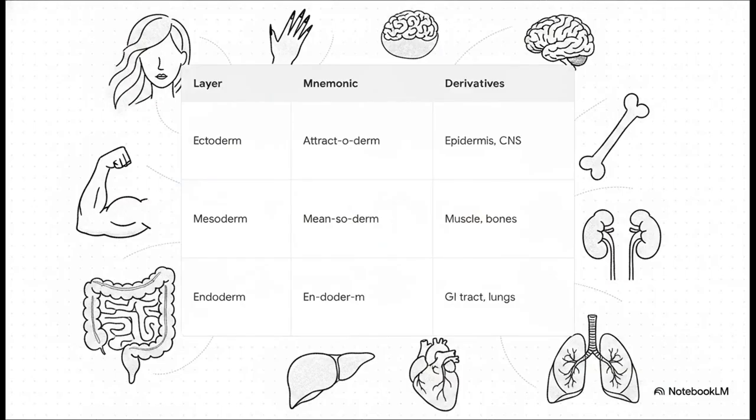Memorizing the origins of our organs is actually a breeze if you use a few memory hooks. First up is the ectoderm, or as I like to call it, the attractoderm. This forms the things that attract you to others on the outside, like the epidermis of the skin, your hair and your nails, plus your entire nervous system. Next is the mesoderm, the means-oderm. This represents your means of getting things done. We're talking muscles, bones, the heart, and your kidneys. Finally, the endoderm, or the inner-doderm. This one forms your internal organ linings, giving rise to the gastrointestinal tract epithelium, the liver, and the lungs.